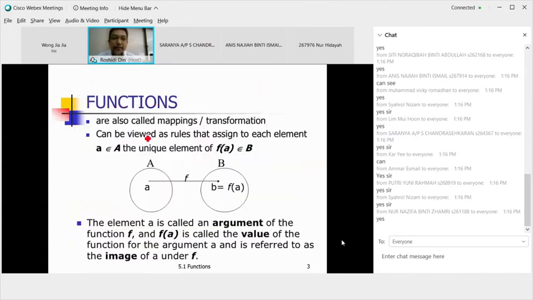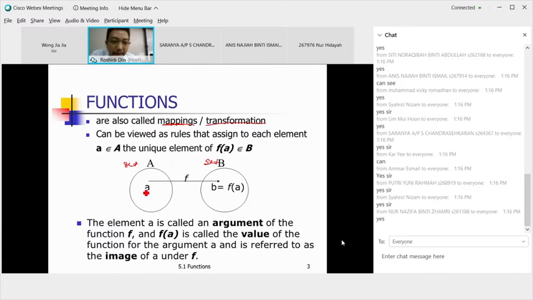Okay, then we look at the idea, meaning we try to visualize the idea of a function. In a function, this arrow we call a mapping or transformation. So we can visualize the idea where from set A we map to set B. We call it mapping here. We don't call it an arrow or relation. We call it mapping from set A to set B.